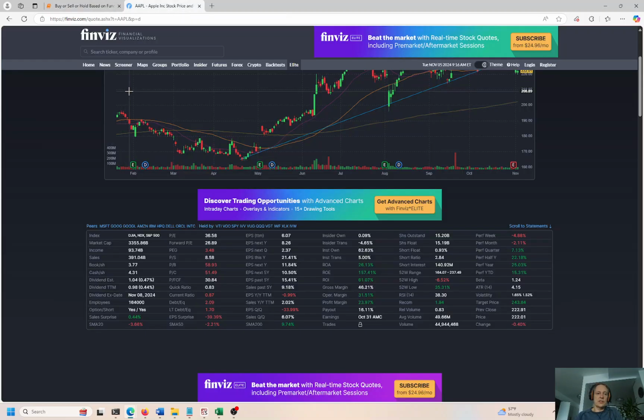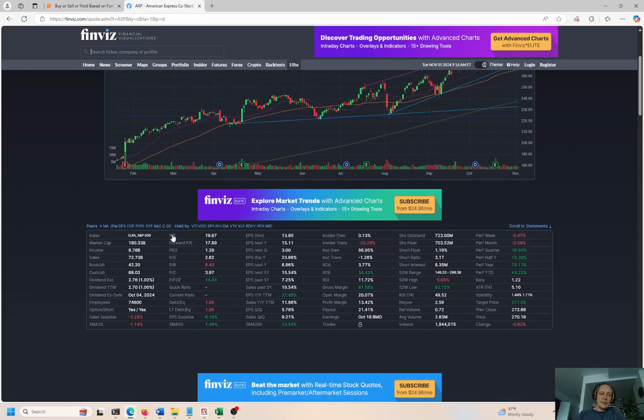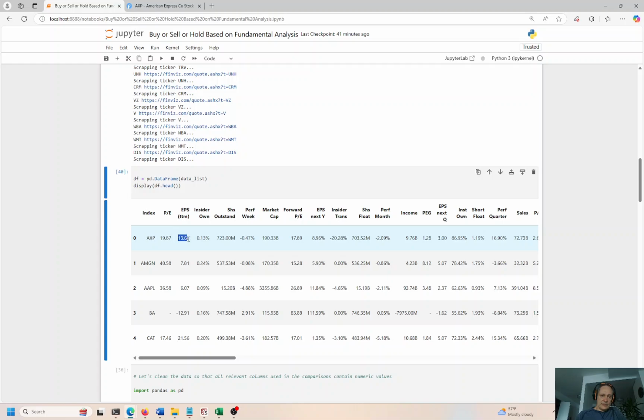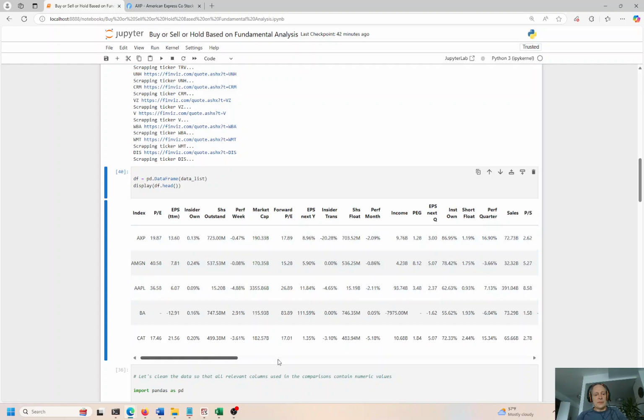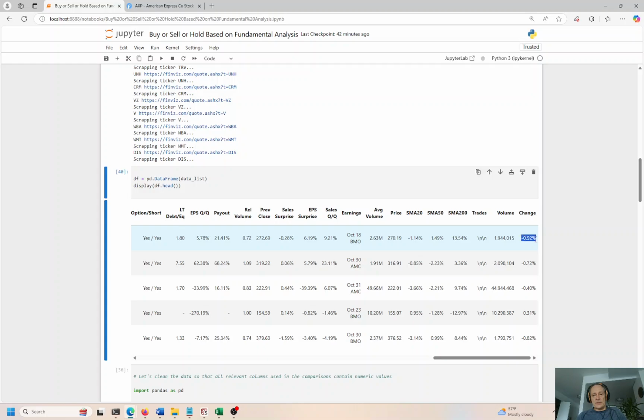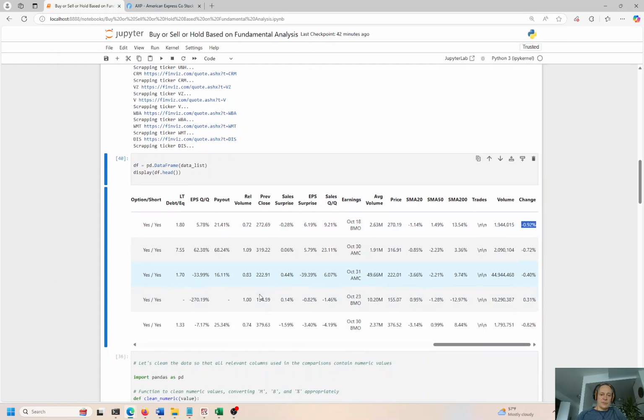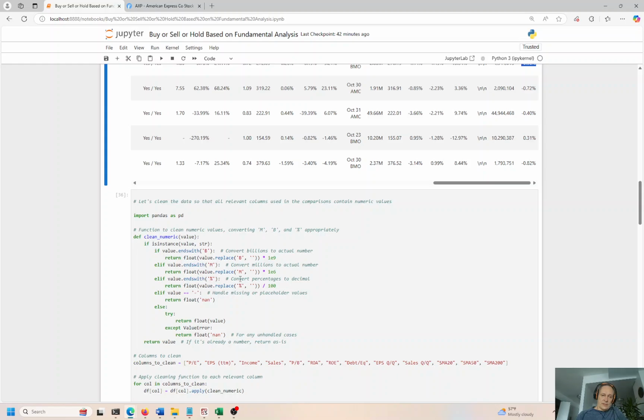Let's go check that with a quick sanity check here. P/E 19.87, EPS 13.6, and that's what I'm seeing here. Insider owned is 13%. And the last one here is the change over time, negative 0.92%. Go over here, and for AXP, negative 0.92. So I think everything is working. Sanity check is done. I'm pretty confident this is doing what it needs to do.